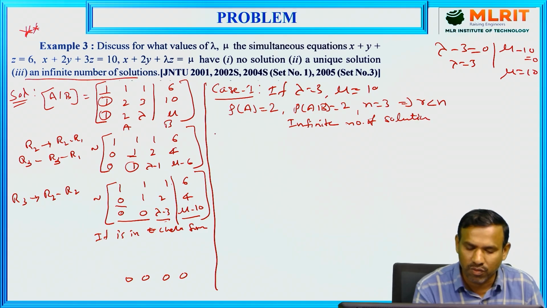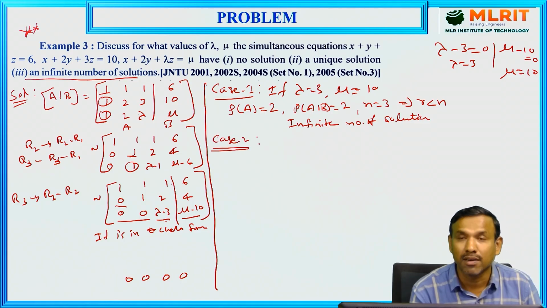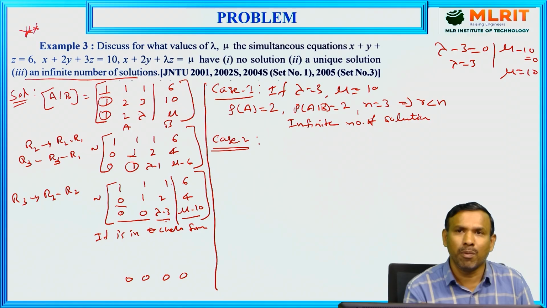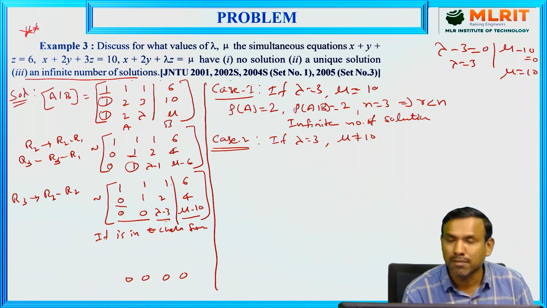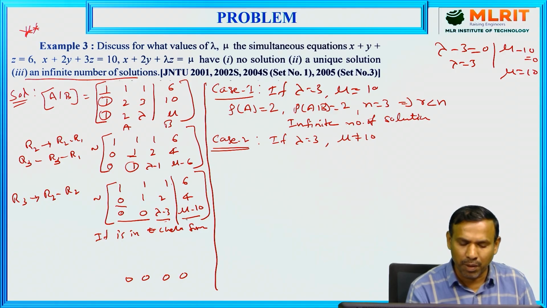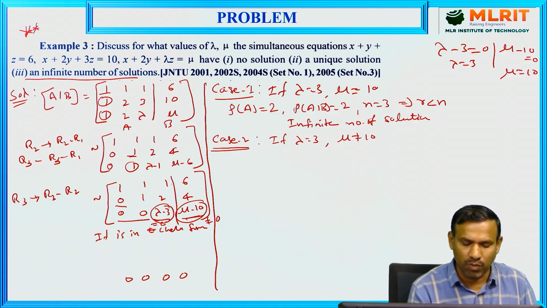Next, one more case we discuss, the second case. What is the second case here? Another case: one I will make 0, another one I will not make 0. See, lambda is equal to 3, so this term will become 0, and mu not equal to 10. Mu not equal to 10 means this term will become non-zero. This term is becoming 0, and this term is not equal to 0.